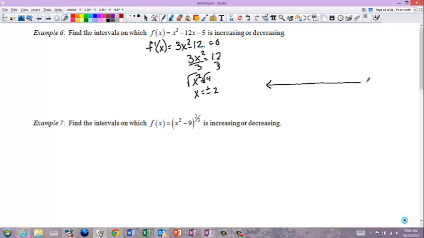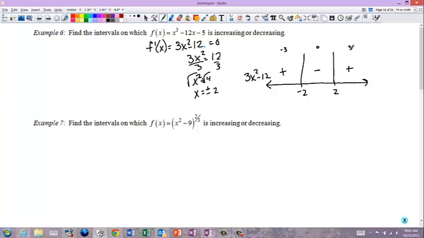Put it on the sign graph: negative 2, 2, and 3x squared minus 12. If I fill in negative 3, I would get 9 times 3 is 27, minus 12, that's a positive. If I fill in 0, I would get negative 12, which is a negative. If I fill in 3, I'd get a positive number again. So it's positive, negative, positive.